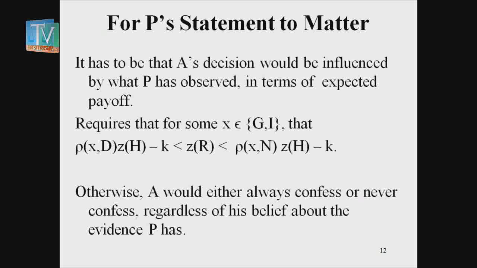But the idea is, if it doesn't matter to the accused whether police have this evidence or not, then it doesn't matter for the accused's decision whether police lie to them or not, right? That's all the statement's about, right? So it's saying we have to be in this range where, probability-wise, what the police observe matters to the accused, right? So that's what I've written there.